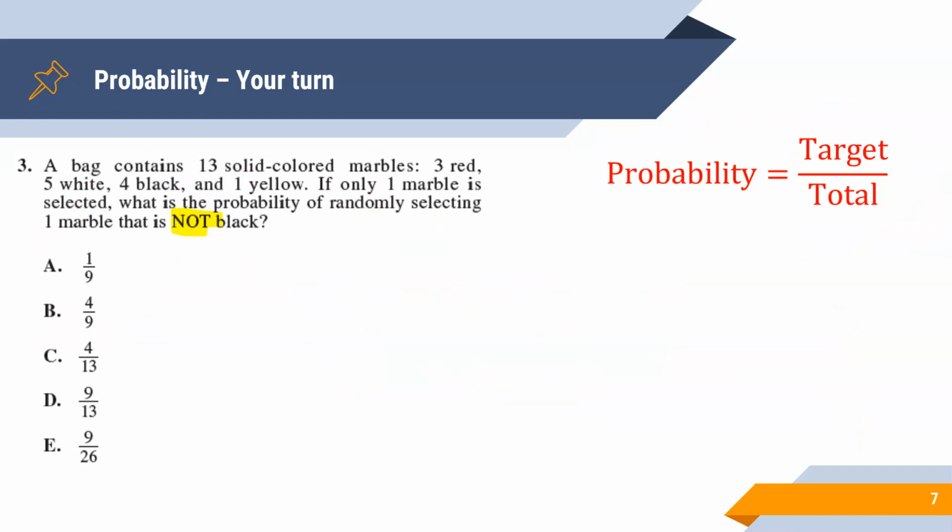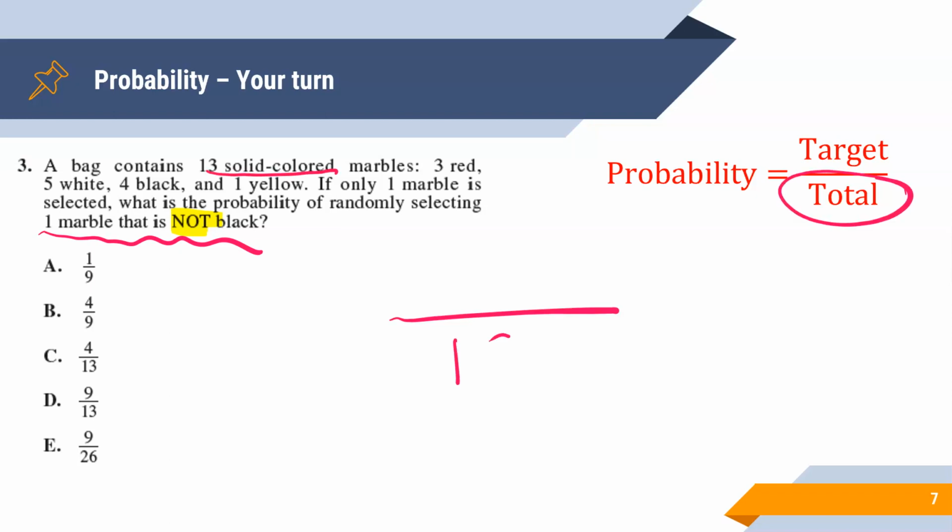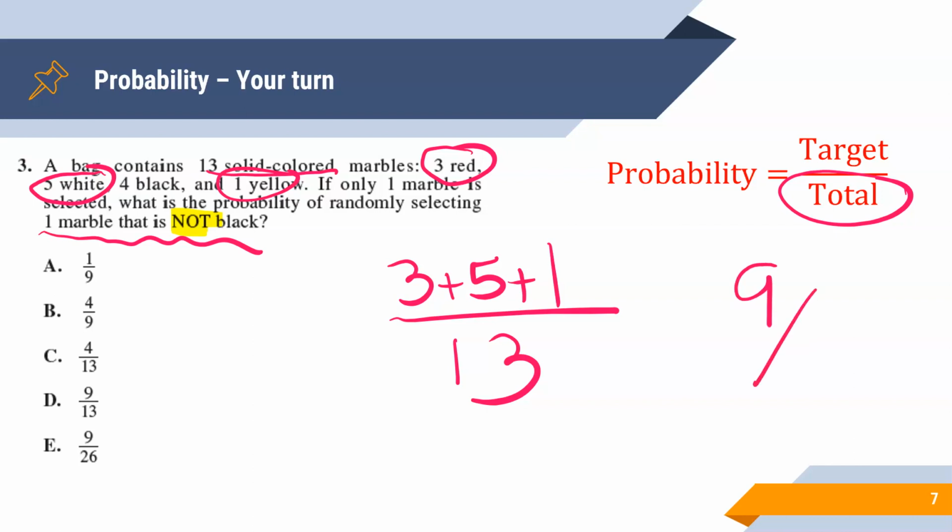All right, well, on this question, we're trying to find the probability that the marble is not a black marble. Well, again, my total, right, there are 13 colored marbles. But the target, though, I can't pick the black one, so I've got to be like 3 red, 5 white, and 1 yellow. So 3 red, 5 white, 1 yellow. If I add those up, that's what my target is, right? Those are the ones I want to find. Well, that gives me 9 out of 13. And that would be my choice. Hopefully, that's what you did also.